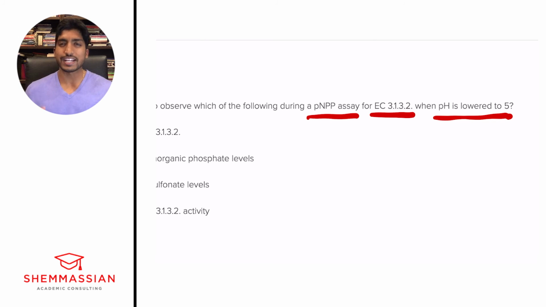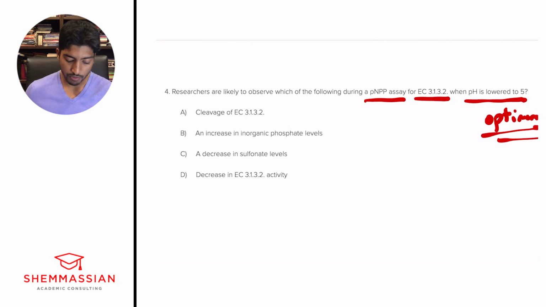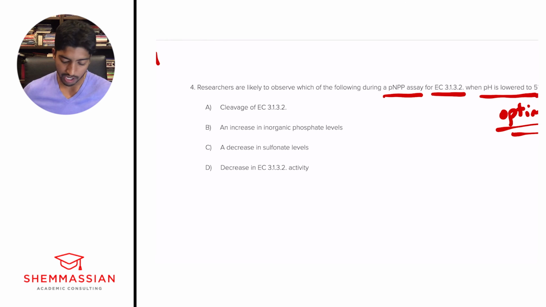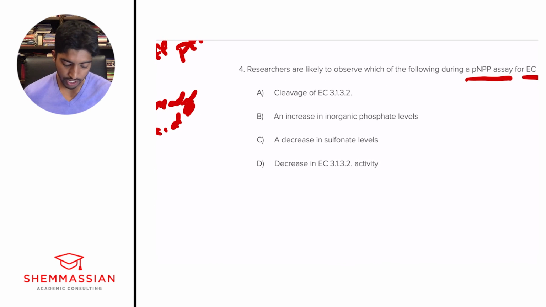And so if we're in that optimum range, that means the activity of that is going to be better, right? That PNPP assay is going to be working its best. It's going to show the most of this reaction occur. And so right away, we should say, okay, D is already out because it's a decrease in EC 3.1.3.2 activity. And we would expect the opposite of this. Okay, now let's go A through C, right?